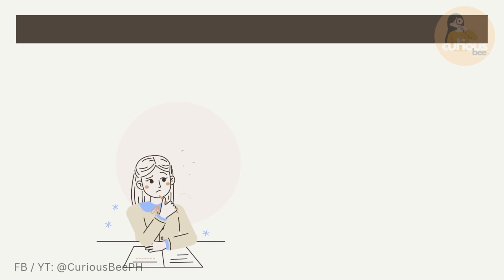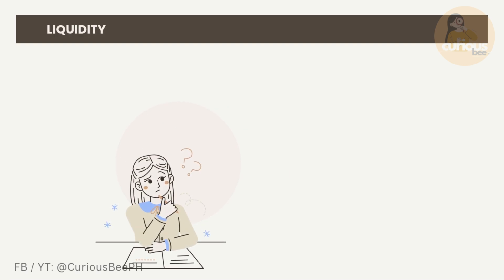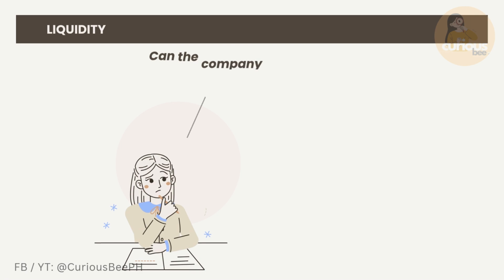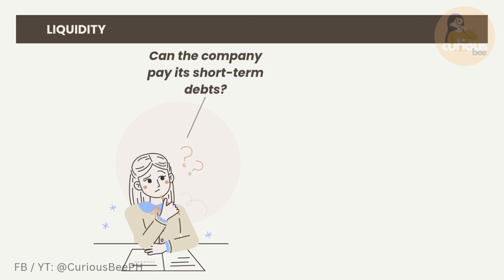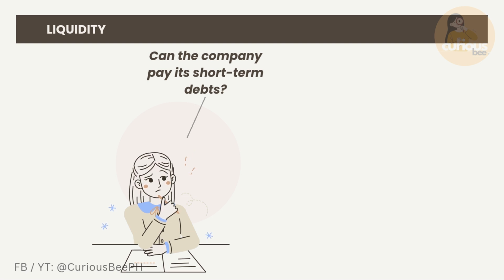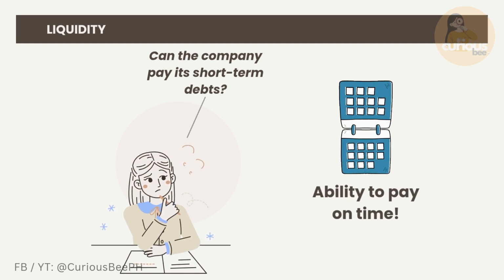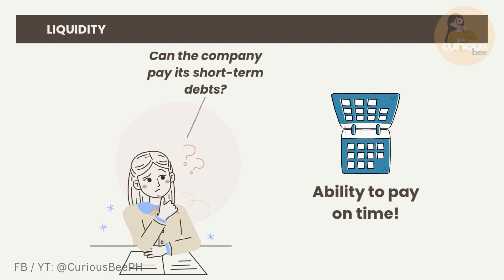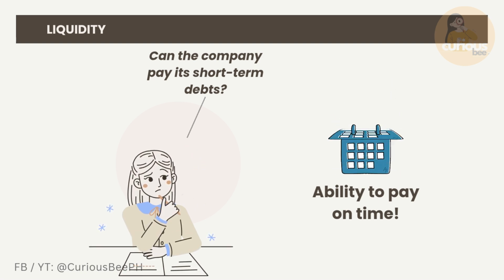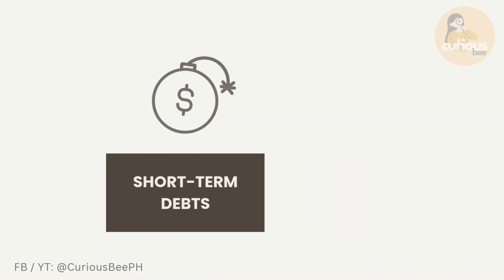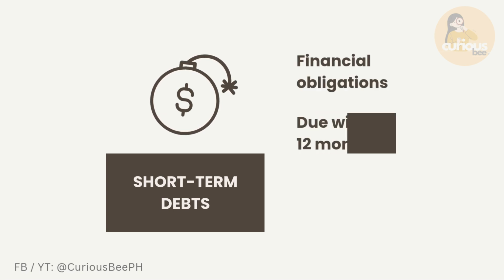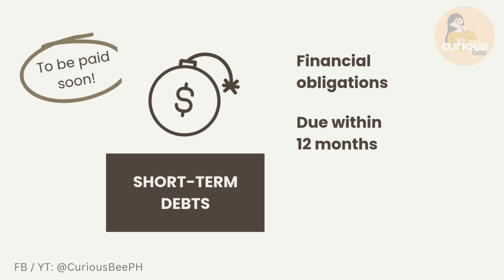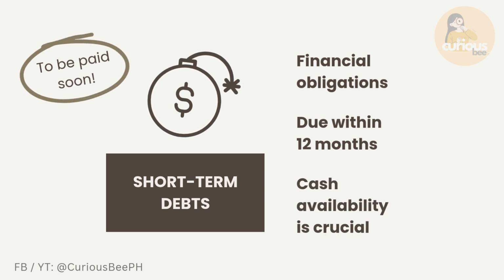The first balance sheet angle we'll look into is liquidity. This answers the question, can the company pay short-term debts on time? These are ratios that can help an investor analyze if the company has the ability to pay for its short-term debts on time, and to what degree. But before that, let's review what short-term debts are. Short-term debts are obligations of the company that are due within 12 months. They are debts that need to be paid soon, thus availability of cash is crucial.